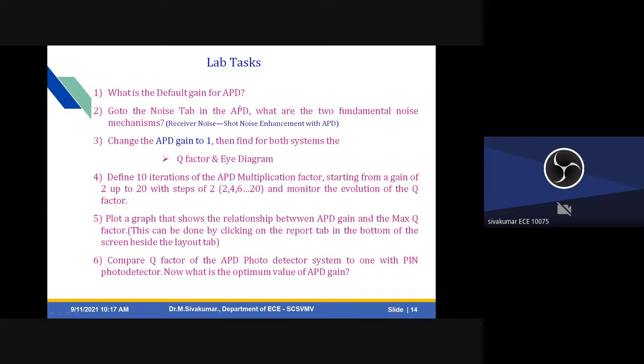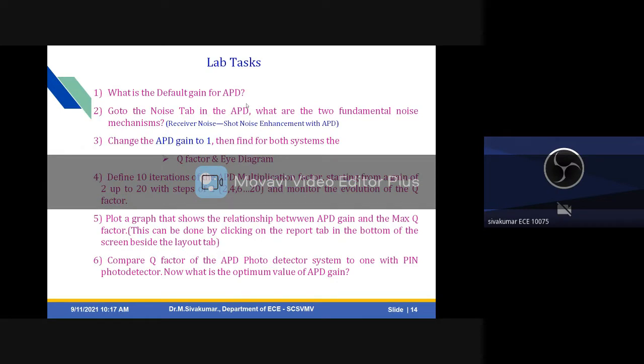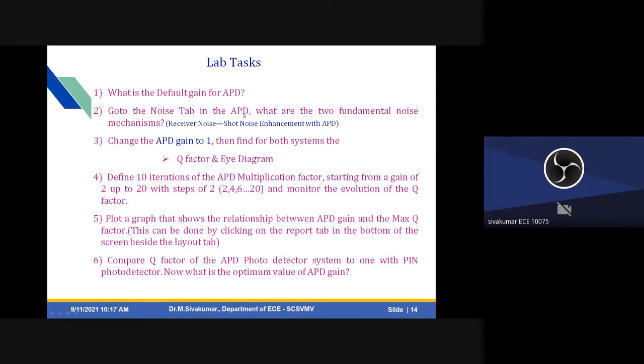And next one, also for trial and error method, you change the APD gain. How to change the APD gain? Go to the noise tab in the APD. How can you go to the noise tab in APD? Double click on the APD device. Here some parameters are there. What are under the noise tab? Here there are 4 tabs available. In these 4 tabs, you select the noise tab.